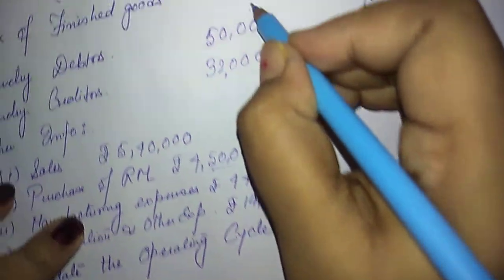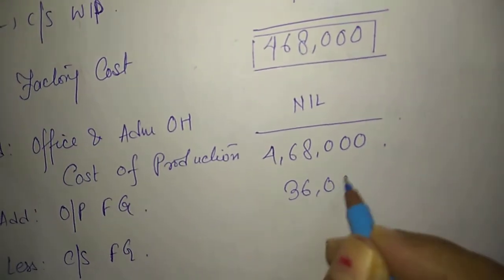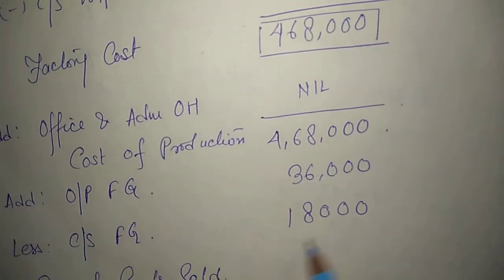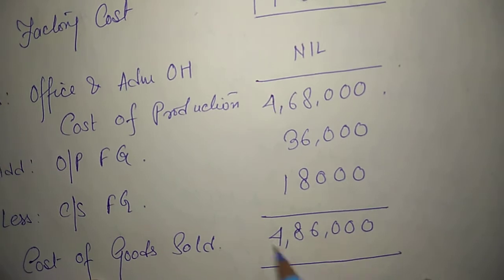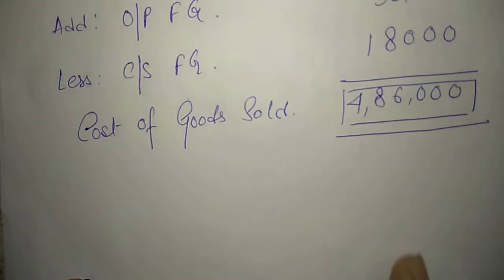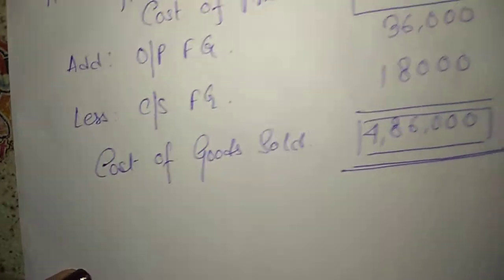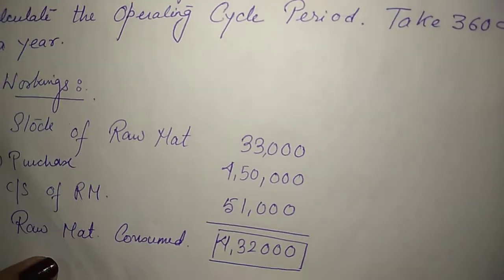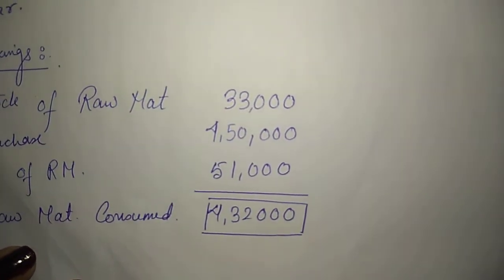So let us see how much is my opening finished goods. Opening finished goods 36,000. Stock of finished goods, closing finished goods 18,000. So add 36,000 less 18,000. So cost of production comes to 4,86,000. I'm again putting a bracket because I'll be needing these two amounts later. Now we are done with this part. Now we have found out that throughout the year, I am using this much raw material to produce my finished output.